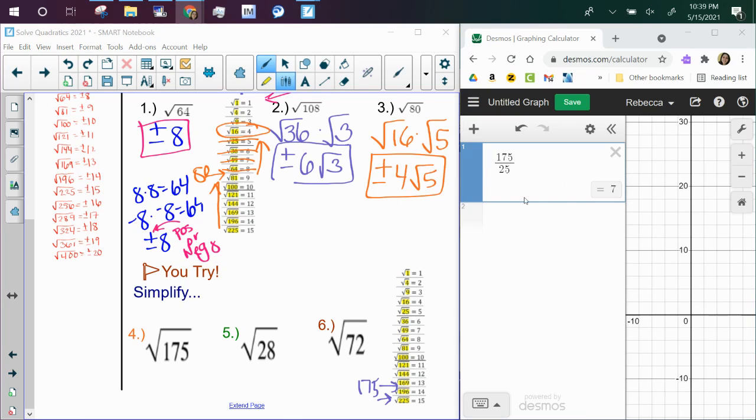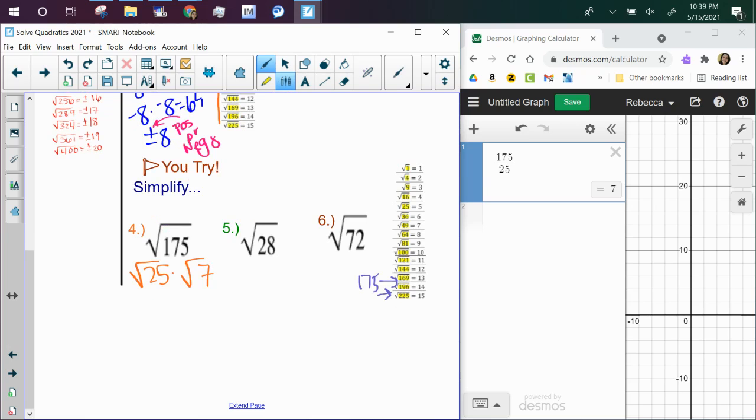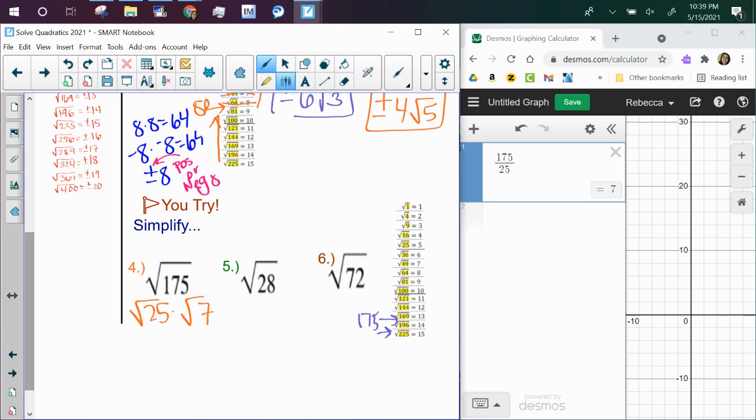And I hope you're like me and you got 7 as your answer when you divided by 25. So 25 was the first one I found. So it's square root of 25 times the square root of 7. And remember, I simplify my radical, so that leaves me with positive or negative. We're always going to write positive or negative 5, and then square root of 7.